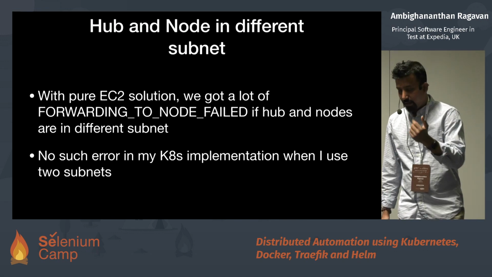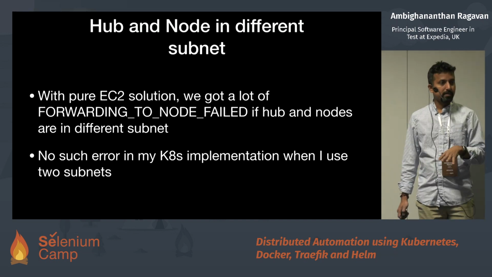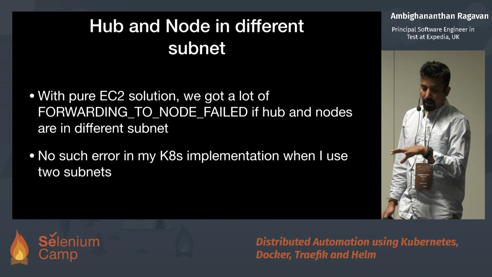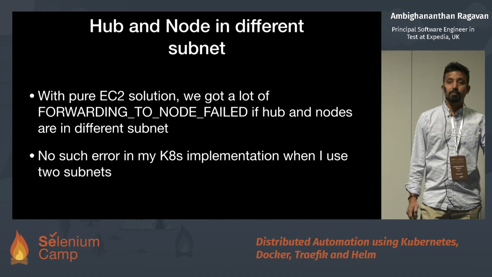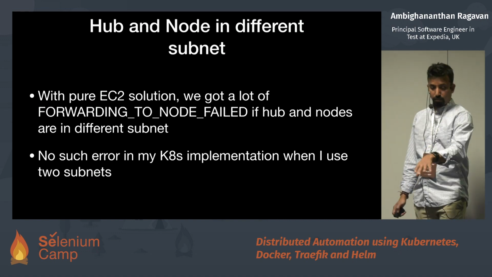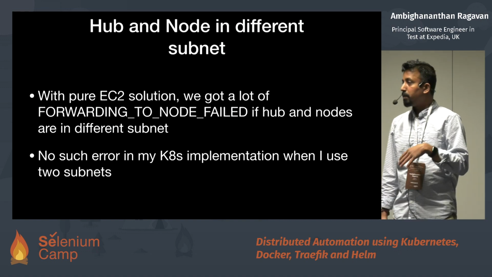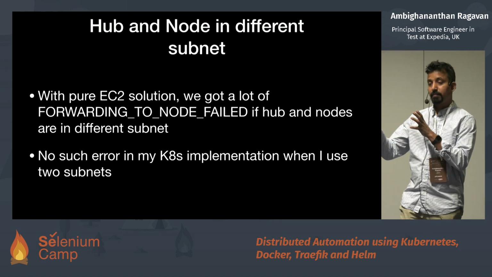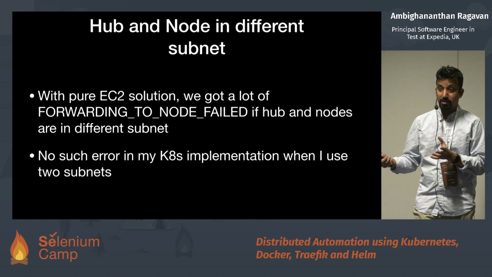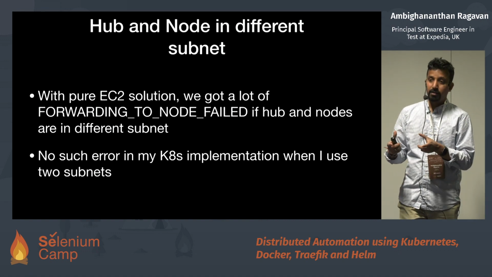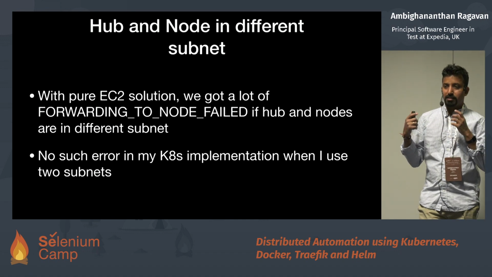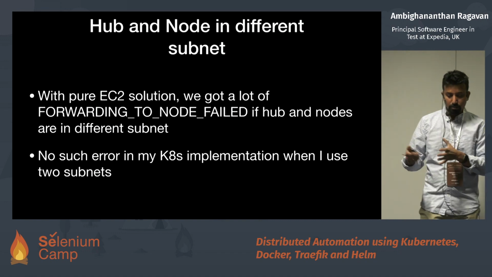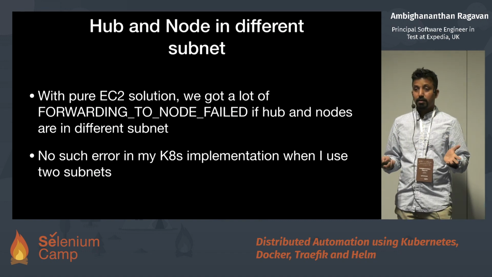And if you have listened to my 2016 talk about distributed automation, I would have mentioned that when you have hubs and nodes running in different subnets, you always get this error, forwarding to node failed. But I didn't see that problem in Kubernetes, because in Kubernetes, when you create the cluster using CloudFormation, minimum you have to give 2 subnets. And I was like, oh my God, this is the actual problem that is going to cause a Selenium hub solution. And it didn't. Things are working fine so far.